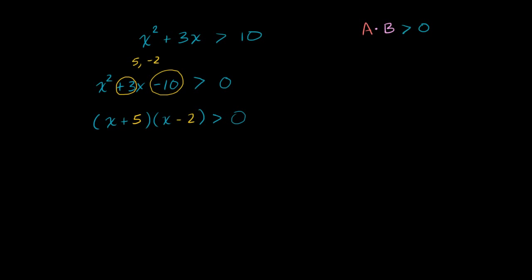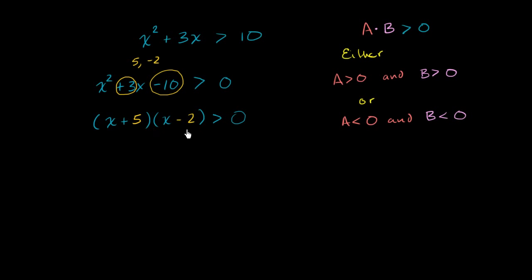So we know the same thing here. So let me write it down. So we know either a is greater than 0 and b is greater than 0. So either both of them are positive, or both of them are negative. Or a is less than 0, and b is less than 0.